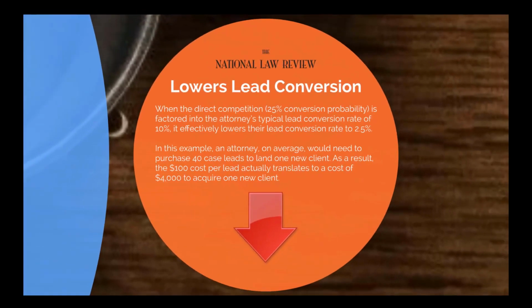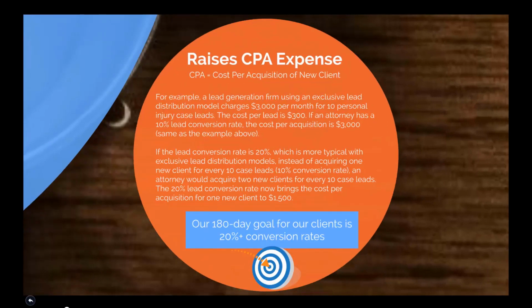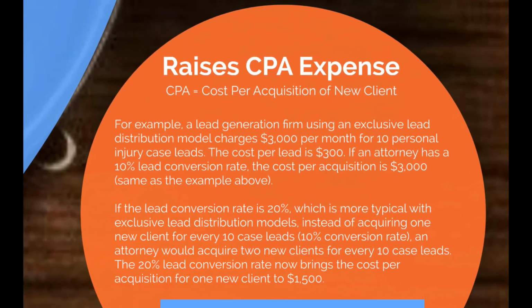The third problem with non-exclusive leads is that they raise your cost per acquisition. Because let's take a look at this. You get a lead generation firm that's using exclusive lead distribution, and they're charging you $3,000 a month for 10 personal injury case leads. So the cost per lead is $300. If an attorney has a 10% lead conversion rate, already you're talking about $3,000, using the same numbers from the example above.